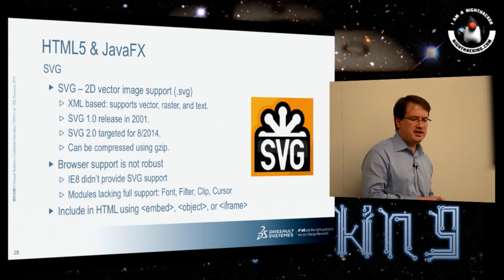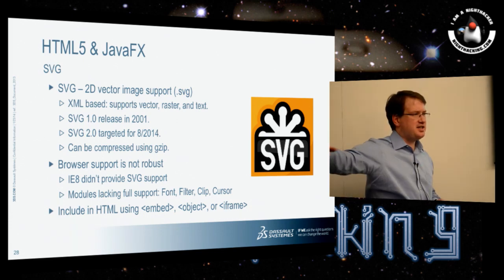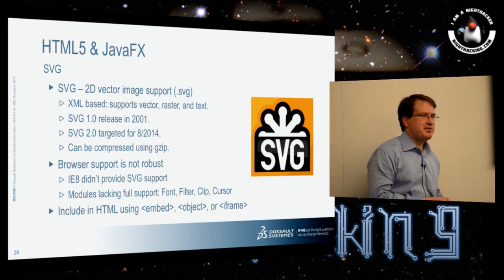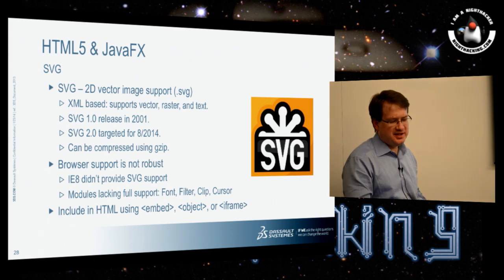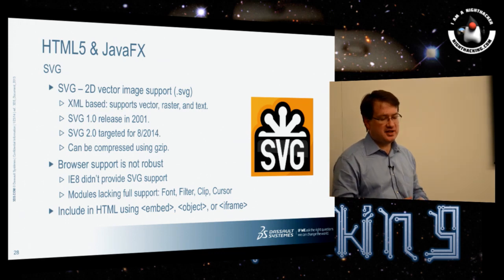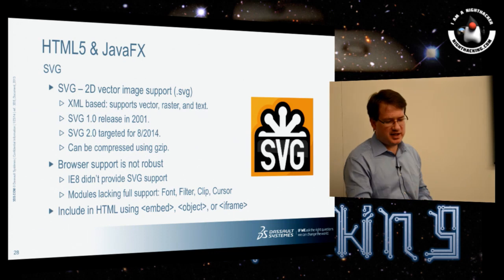Now, many of you probably remember SVG, which came out in the early 2000s. I was all excited back in 2002, and then it drifted off, and I thought it was dead. Well, it's actually back. HTML5 has resurrected it. The first version of SVG was released in 2001. SVG 2 is targeted to come out in August of this year, 2014. So that's when SVG 2 will finally be out.